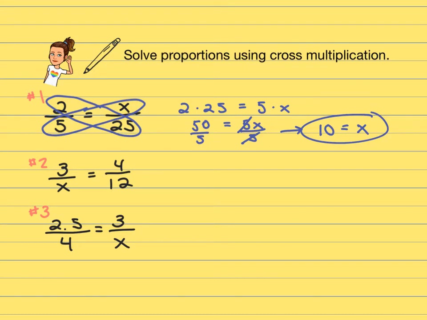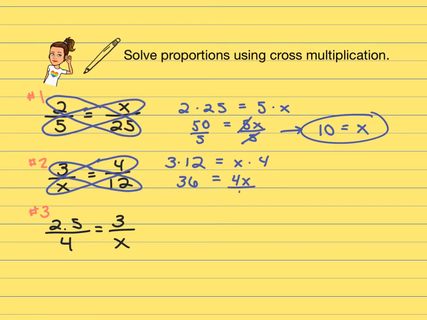Let's practice with number 2. 3 out of x equals 4 out of 12. With cross multiplication, we're going to begin by finding the cross product of 3 times 12. We write that down, and that is equal to the other cross product of x times 4. Now we're going to multiply. We write down our products. 3 times 12 equals 36. X times 4, we usually write the number first, and we can just write 4x.